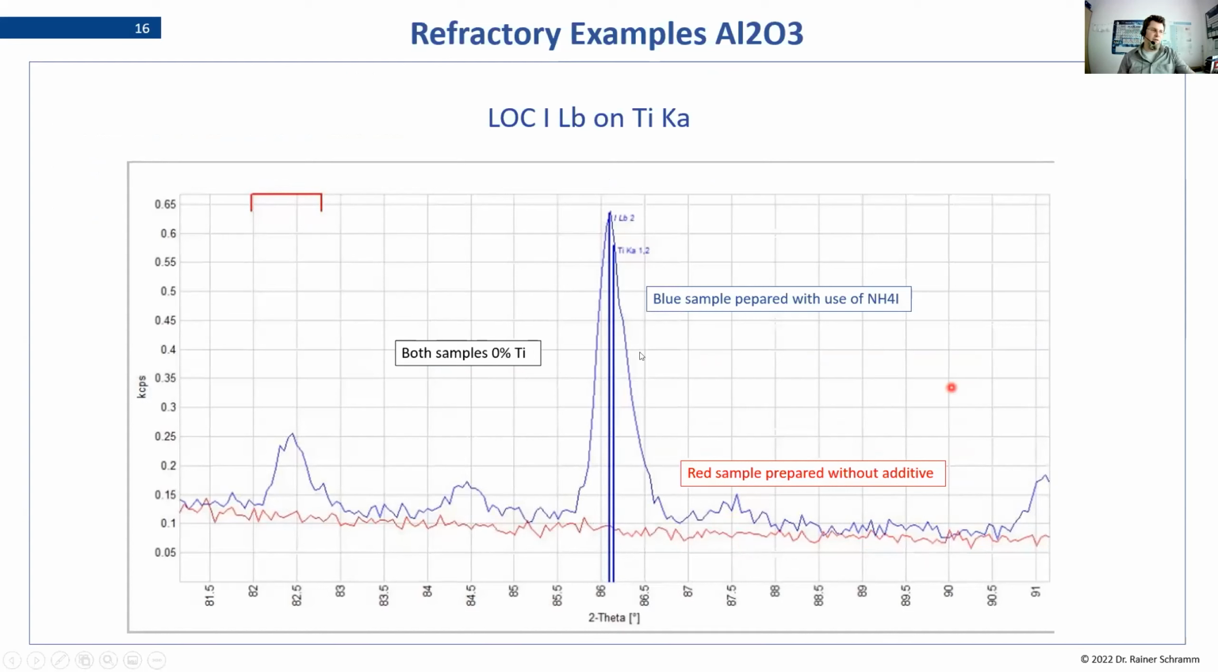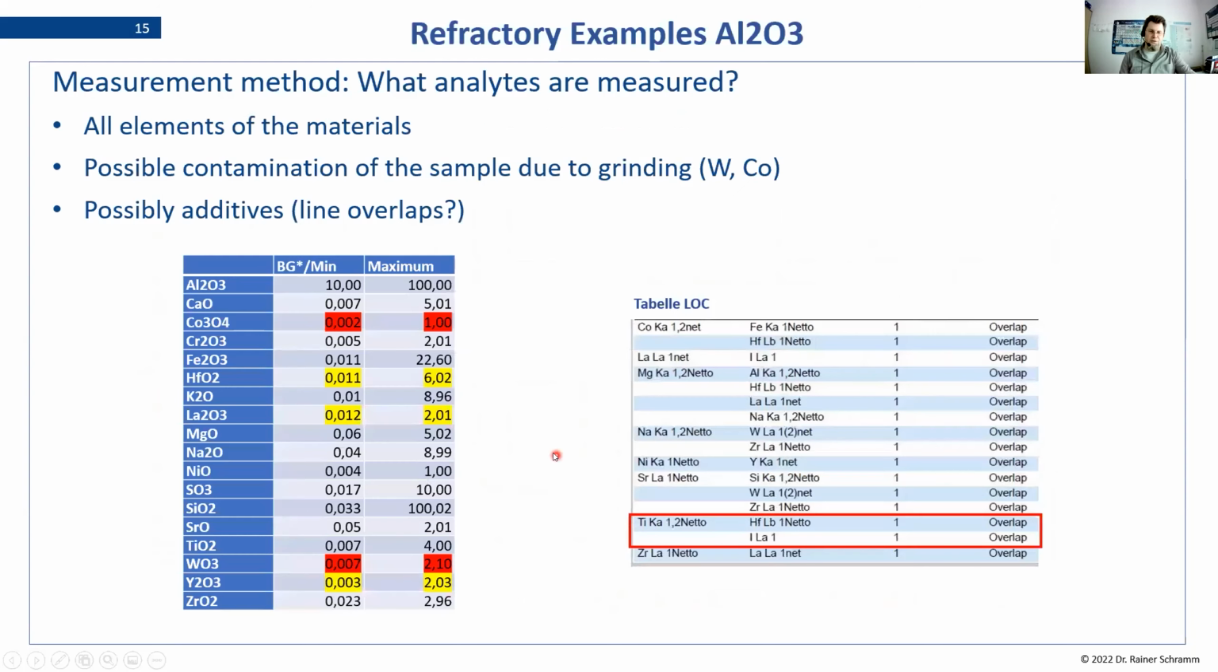We have a scan of 2 samples here. Both of them don't contain any titanium. They are both blanks chemically. But as you can see, the blue one here is prepared with the iodide additive and the red one is without. And you can see the lines are right smack on top of each other. So important to have an overlap to get a good concentration analysis here.